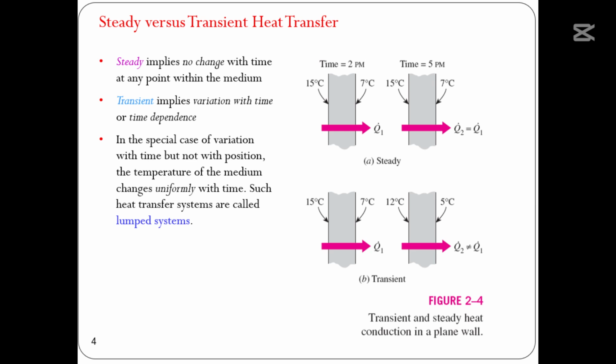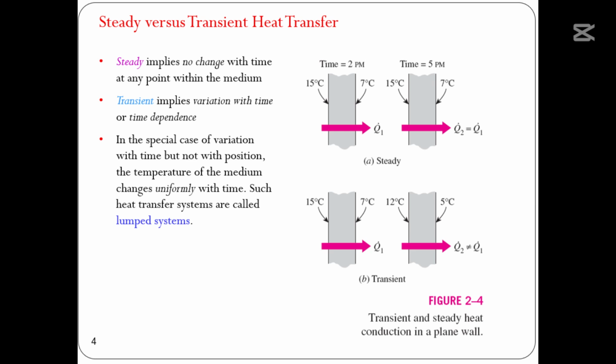When we talk about heat transfer, two types of mechanism can be defined. One is steady and the second is transient. In steady, the temperature is constant for a given operation time. For example, here the heat is conducted through a wall, and the temperature across the wall is 15 degrees centigrade and 7 degrees centigrade at 2 p.m. And at 5 p.m., the temperature across the wall is the same. So Q1 is equal to Q2. It means that the operation of heat transfer here is steady state with respect to time.